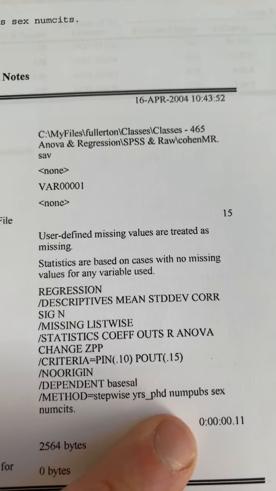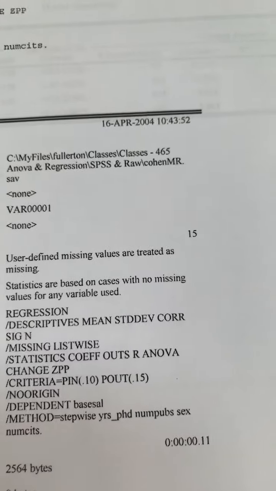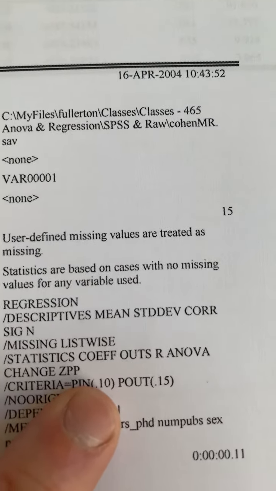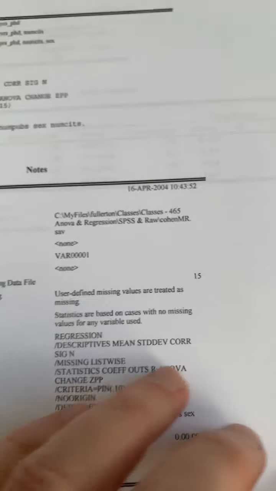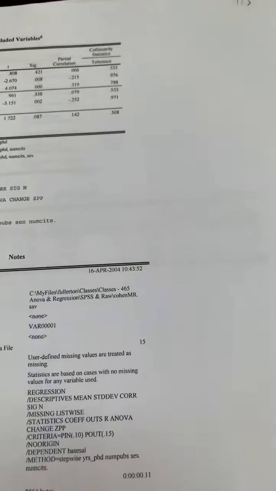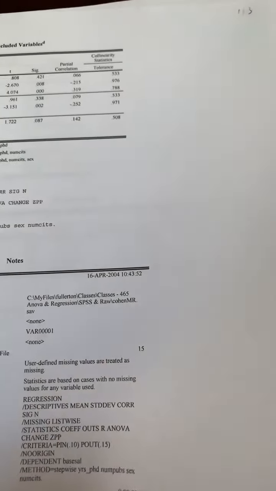Stepwise: year since PhD, number of publications, and so on. So it's doing the same thing. I actually changed the default values here to 0.10 and 0.15 just to see if I could get things to work any better. They really didn't, but that's how you edit that. But for your homework, leave everything as it is. Don't change the defaults.